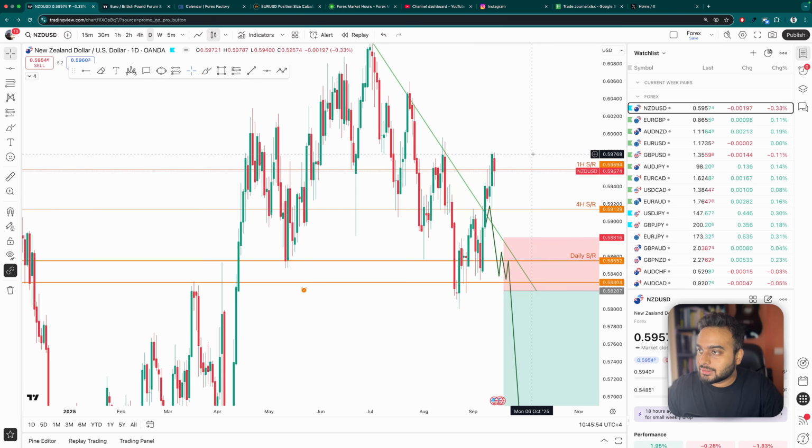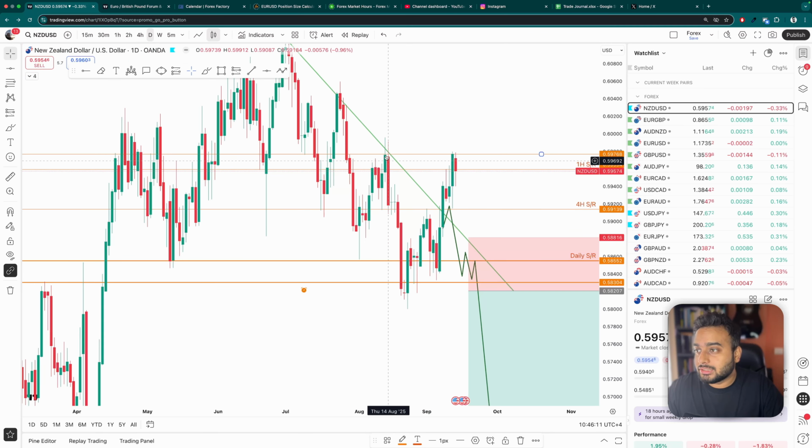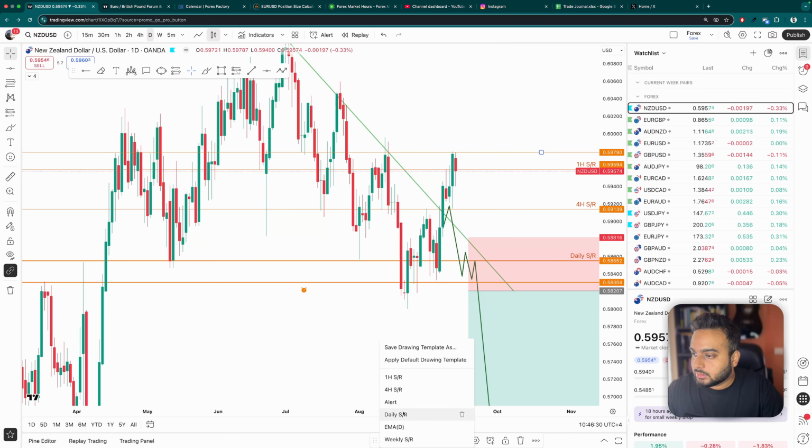Currently, this seems to be a good resistance. Previously here it was used once, but as this was a recent high, it's important for us to mark it as a resistance. Let's set this line, daily SR.